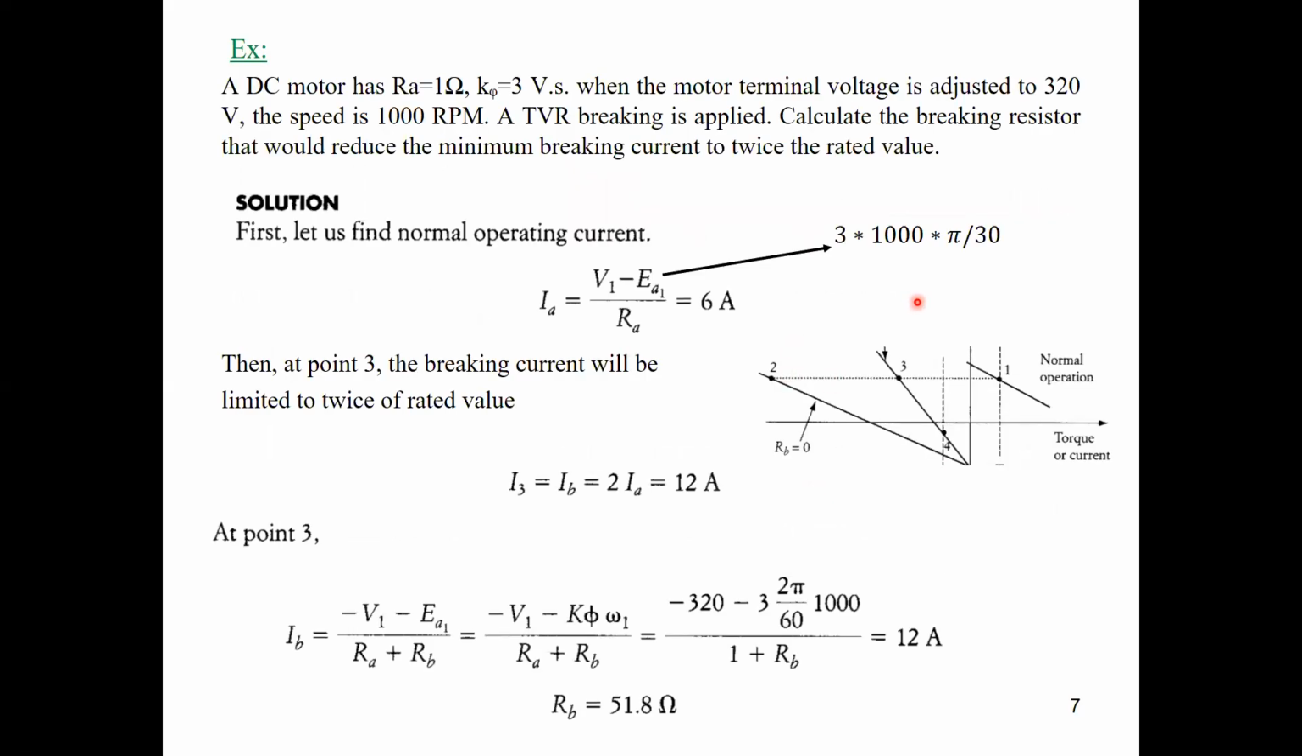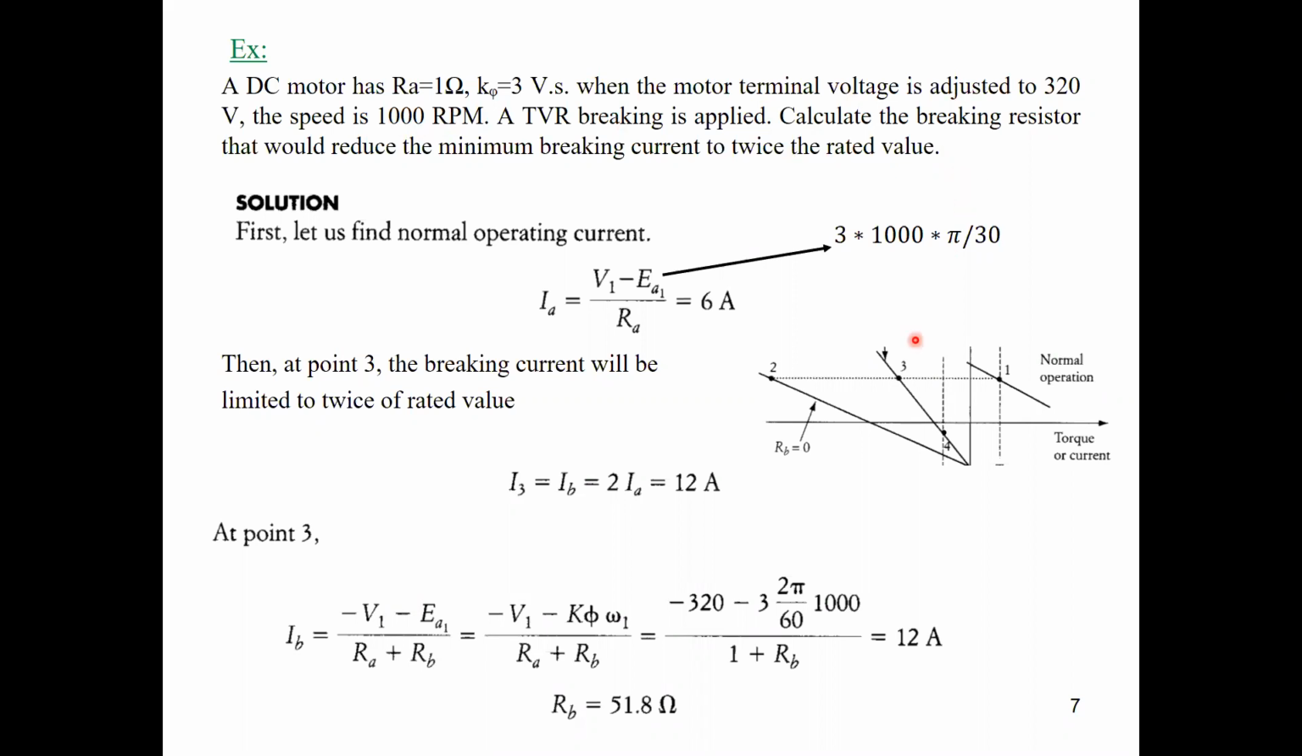Here is an example. A DC motor has armature resistance of 1 ohm, and the machine constant K-phi equal to 3 volt-second. When the motor terminal voltage is adjusted to 320 volt, the speed is 1000 RPM. So this is the terminal voltage and this is the operating speed. A TVR braking is applied. Calculate the braking resistor that would reduce the minimum braking current to twice the rated value.